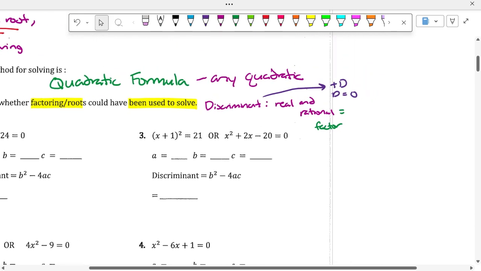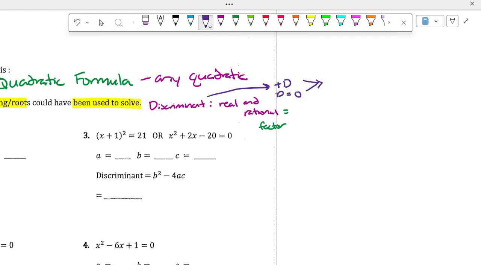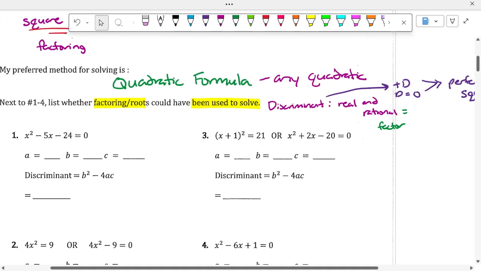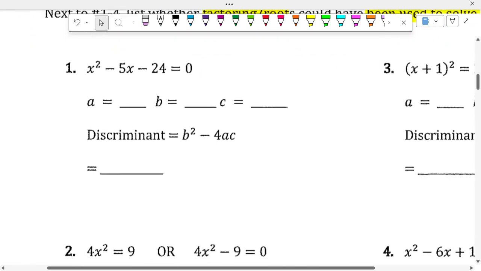And what's rational? How do we know if it's rational? Based off the discriminant, it's a perfect square. So if it's a perfect square and it's one of these two answers, because remember, if it's 0, it's automatically a perfect square. But if it's just positive, it's a perfect square. All right. So let's look at this.